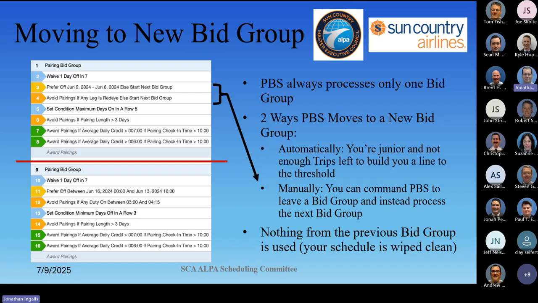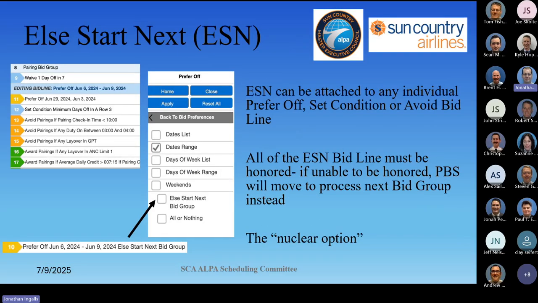Anytime we move between bid groups, we start from scratch, we start brand new. So even if you're a minute away from the threshold, if you kill the system once you reach this point, move me to a new bid group, everything that was previously on your schedule is wiped clean, we start over. The first way to move between bid groups is called else start next, or ESN.